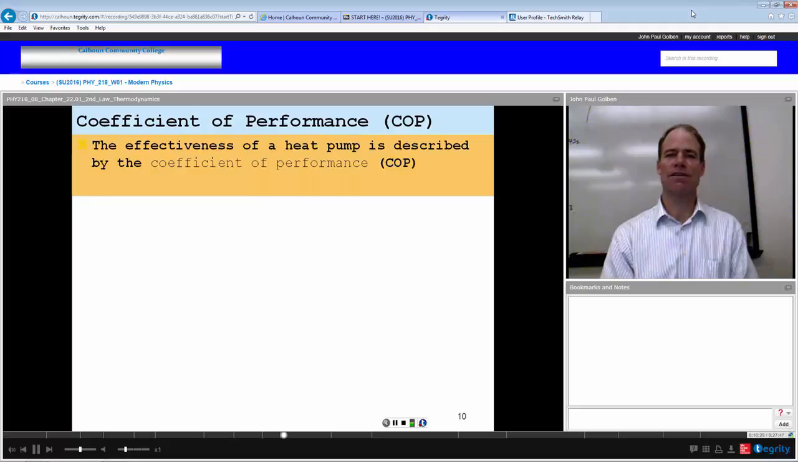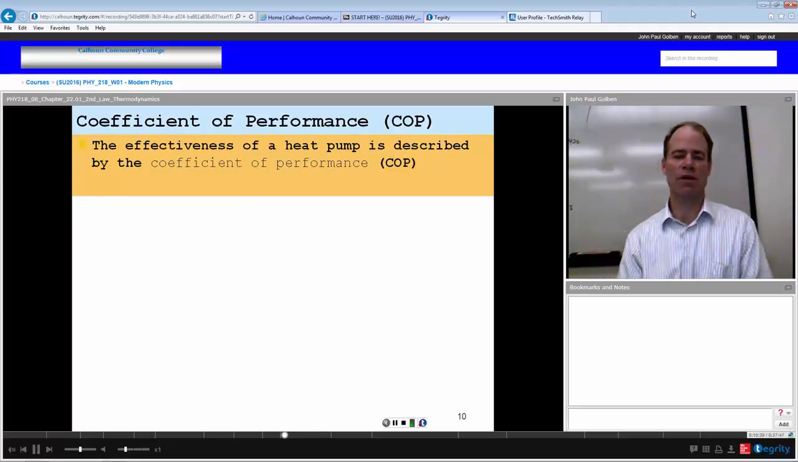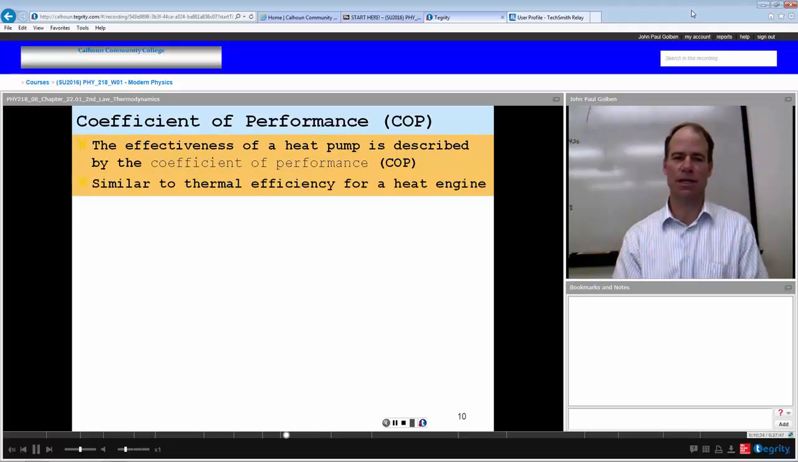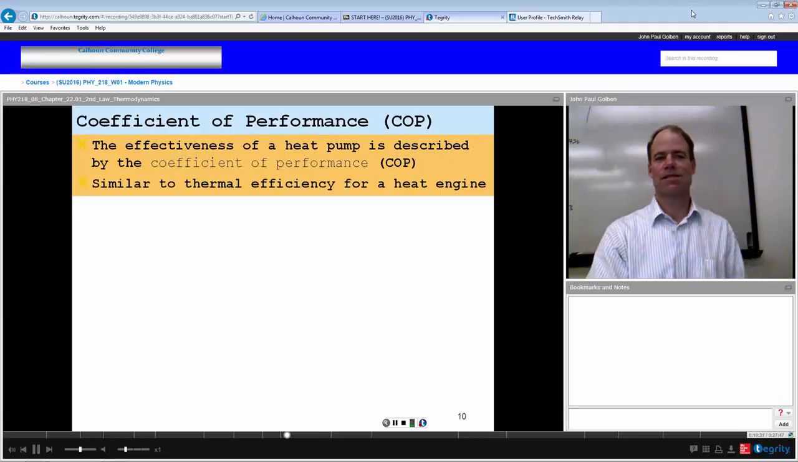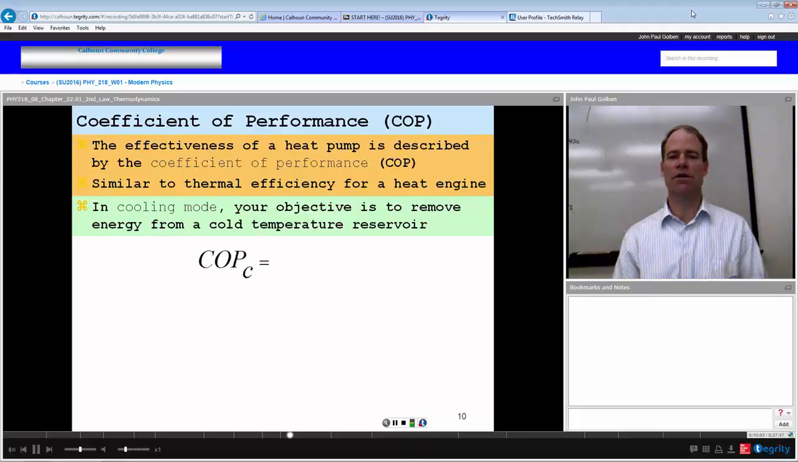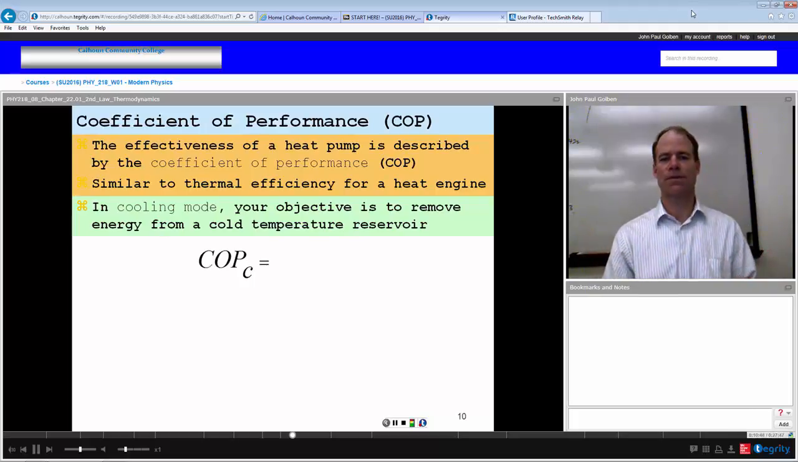The effectiveness of a heat pump is described by what we call the coefficient of performance, or COP. Similar to thermal efficiency for a heat engine, in cooling mode, your objective is to remove energy from a cold temperature reservoir given an input, which is your work. So you have an objective over your input.